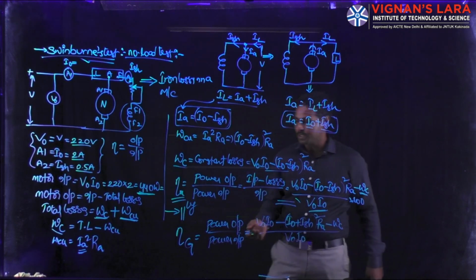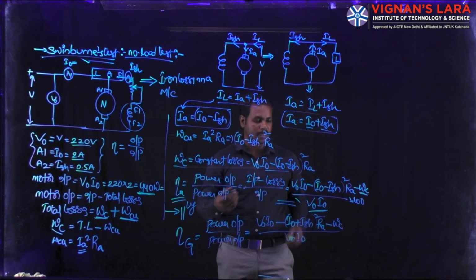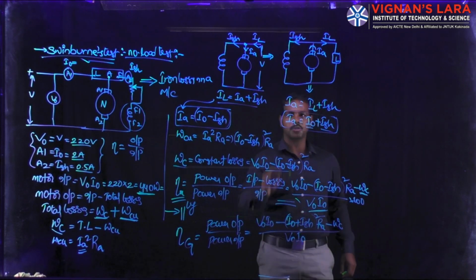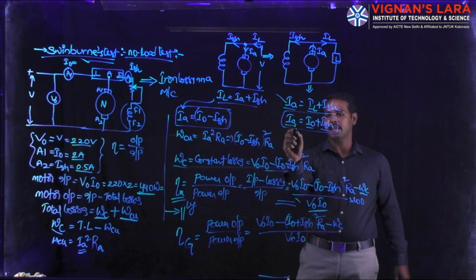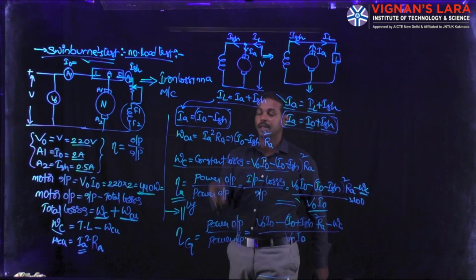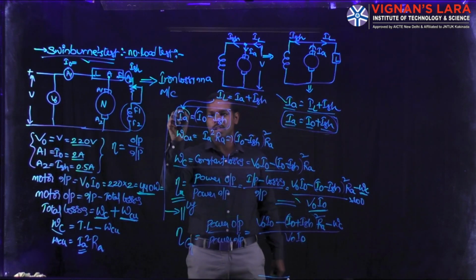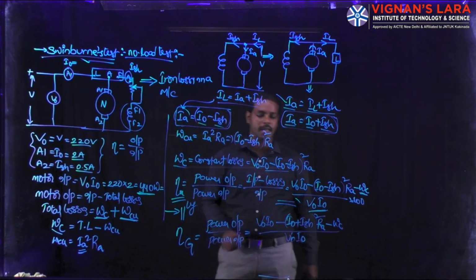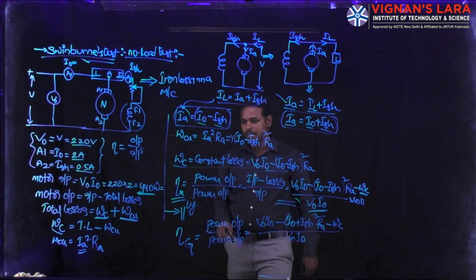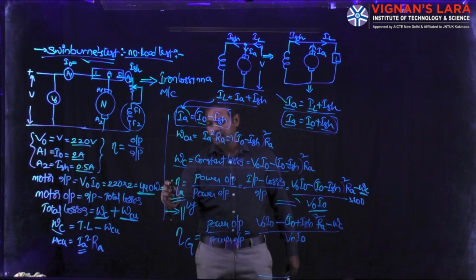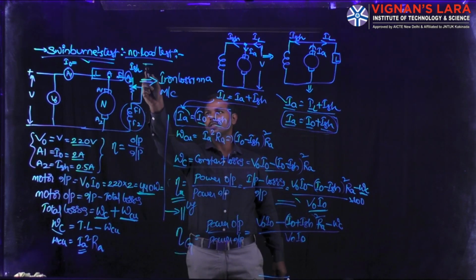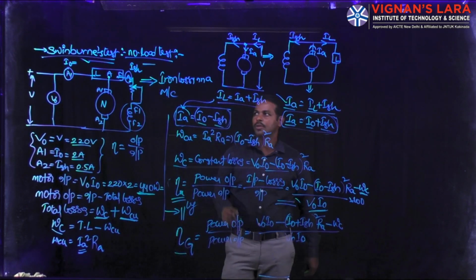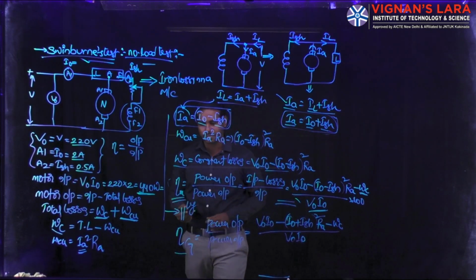In this way the machine acts as a generator. These expressions are changed because the armature current IA is equal to IL plus ISH, the addition of load current plus shunt field current. But in case of a motor, armature current is equal to I naught minus ISH. So these are the measurements of efficiency of a motor as well as generator by using the Swinburne test, or no load test, which has some advantages and disadvantages.